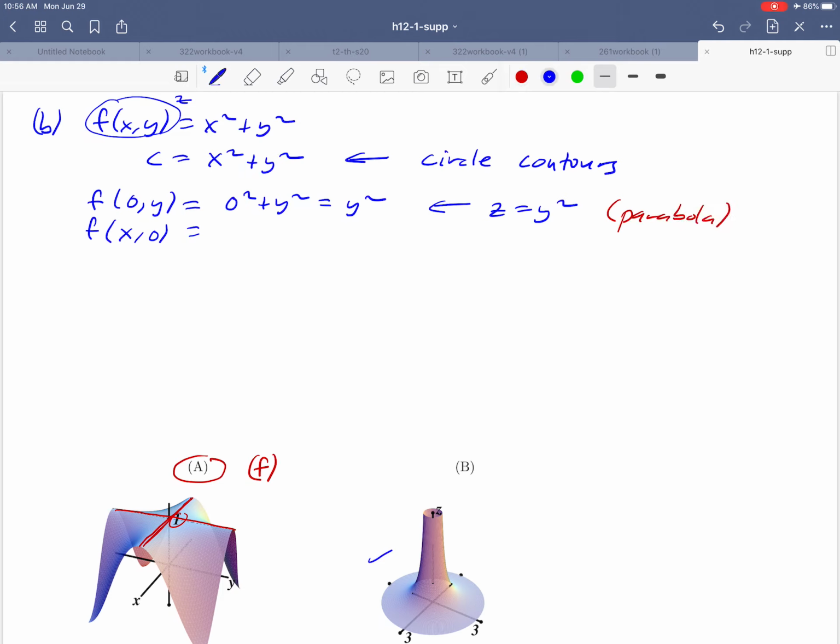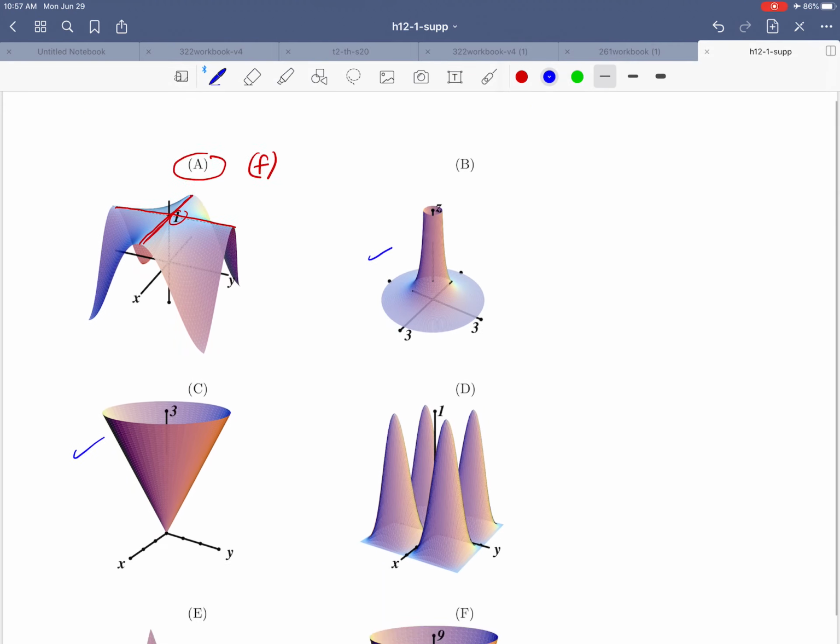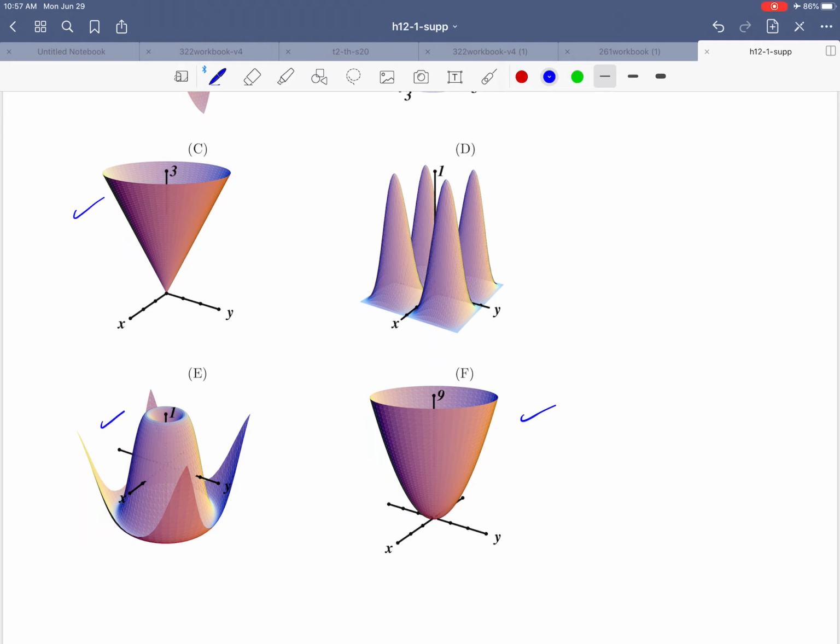Okay, and down here, we're going to get x squared plus 0 squared, which is x squared. That's also a parabola. So if we take cross-sectional slices of our surface, we should get parabolas. And the question is, which graph matches this behavior? Okay, well, notice that f down here is kind of a nice match.